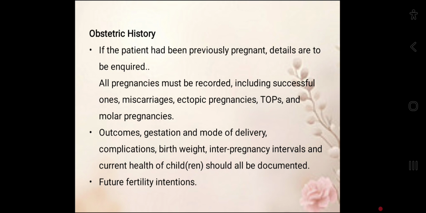In obstetric history, if the patient had been previously pregnant, ask about details of each pregnancy and the duration from the last delivery. All pregnancies must be recorded, including successful ones, to term, miscarriage, ectopic, termination of pregnancy, and molar pregnancies. In detail, ask about the outcome of each pregnancy, gestation, mode of delivery, any complication, the outcome, gender, birth weight, inter-pregnancy interval, and the current alive children.